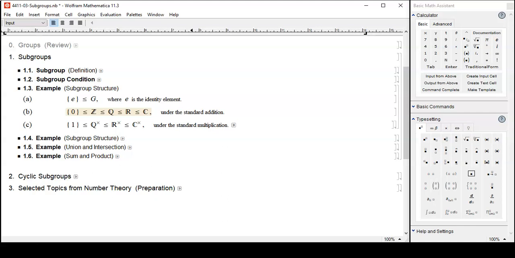And we have subgroup structure like that. So to the left-hand side, we have smaller subsets. So Z is a subgroup of Q, and that's a subgroup of R. That's a subgroup of C, kind of like that.